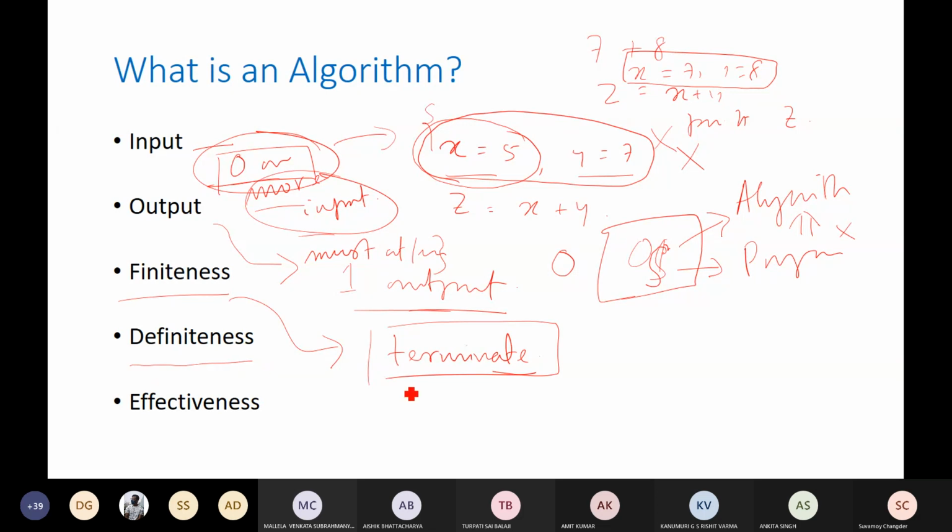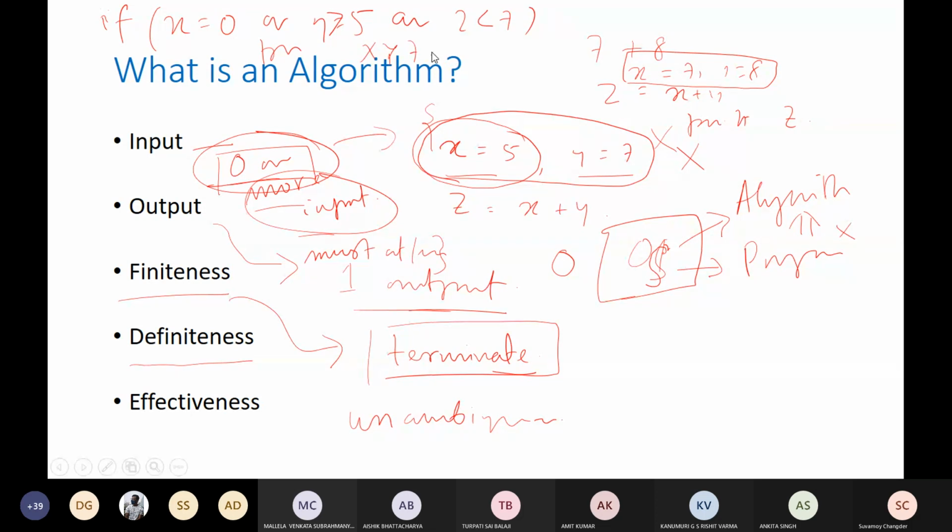Next, definiteness. Definiteness means each and every statement of an algorithm must be unambiguous. What is the meaning of unambiguousness? Say we are writing that if x equals 0 or y greater than 5 and z, something like that.